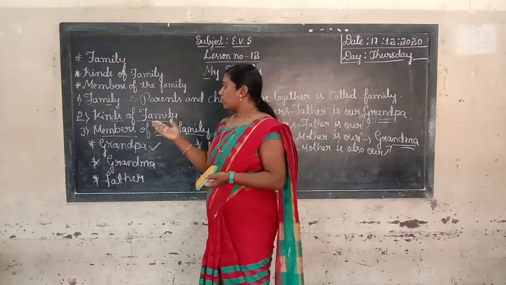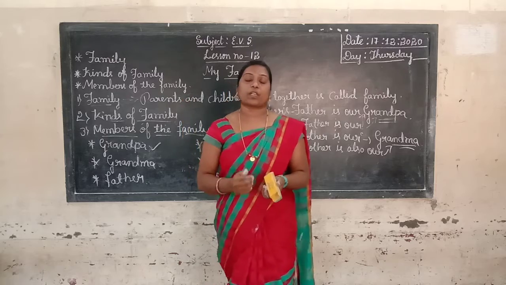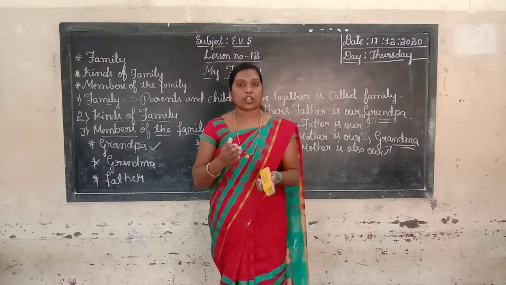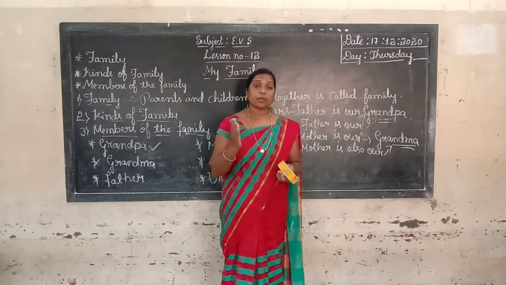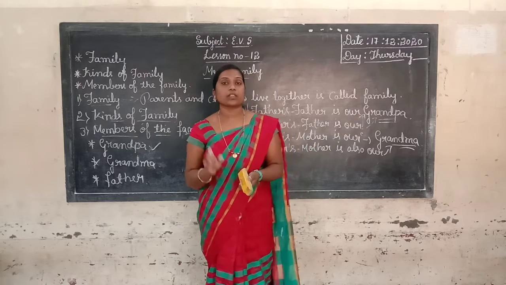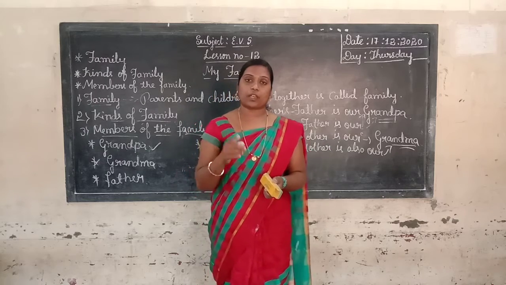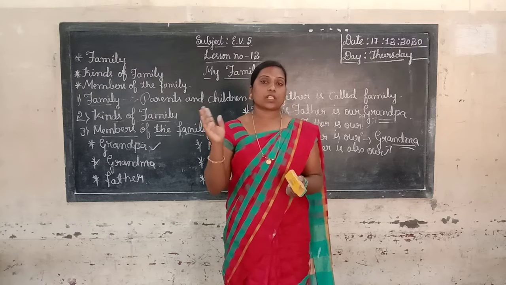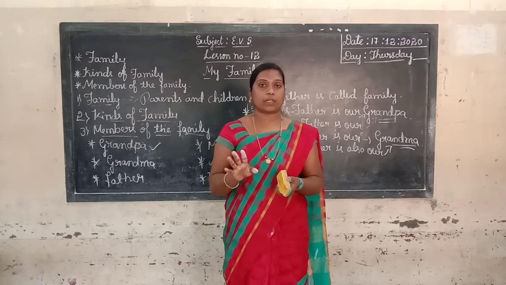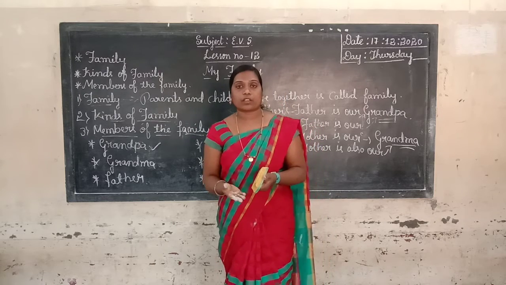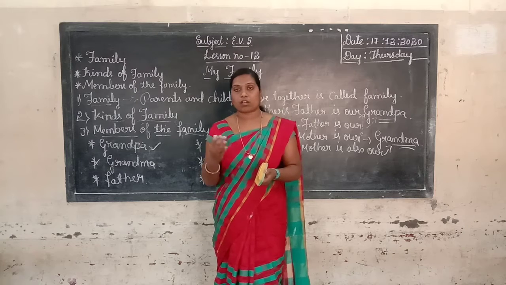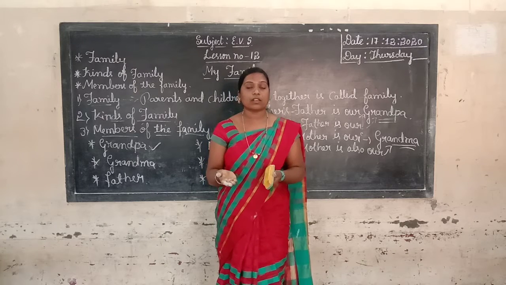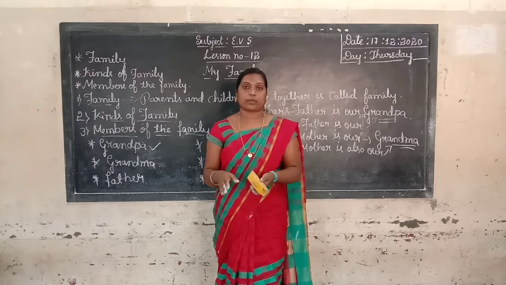The second one is joint family. So what is a joint family? Joint family means many members live together. Here there are many members living in one family. For example, father, mother, grandparents, aunt, uncle and their children live together here.